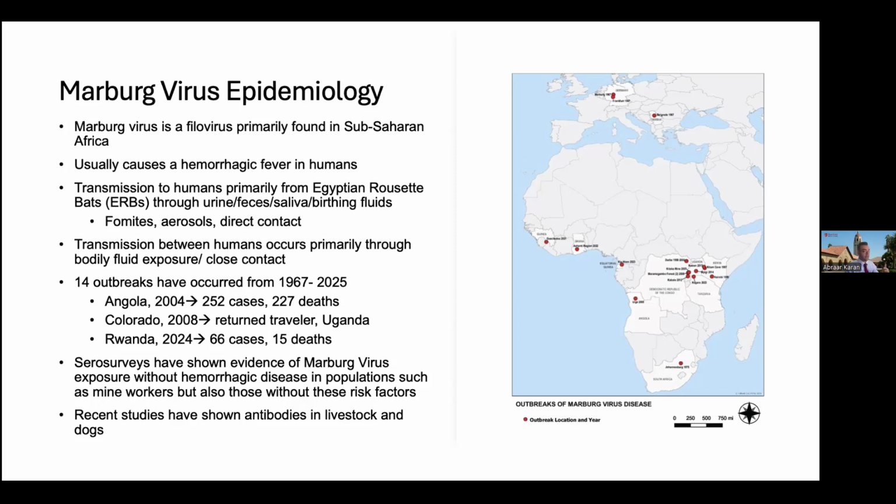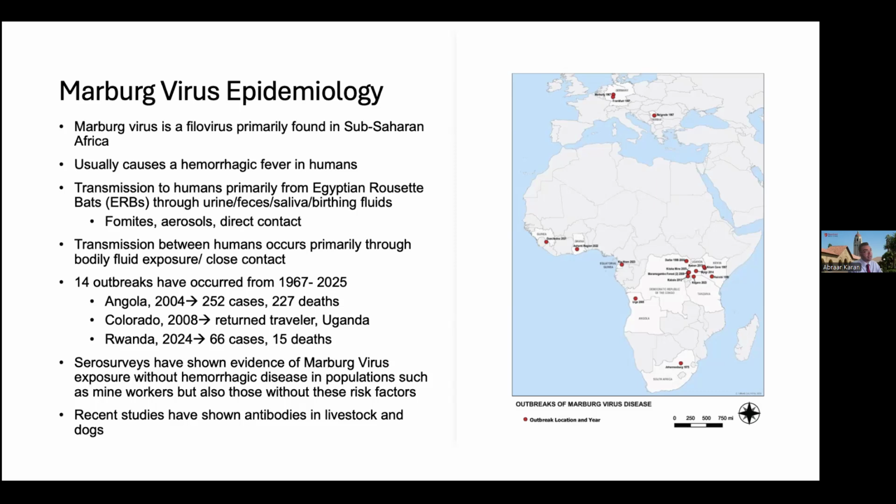So surveys that look at antibodies have shown that people can be exposed to Marburg virus without developing hemorrhagic fever. And this has been seen in certain populations, such as mine workers, who are deep in caves where these Egyptian russet bat colonies tend to be. And also people who actually don't have risk factors at all, where surveys were done in populations that live near areas that have had outbreaks where they detected antibodies in some people. And also in animals that are not the reservoir host, so also in livestock and in dogs.